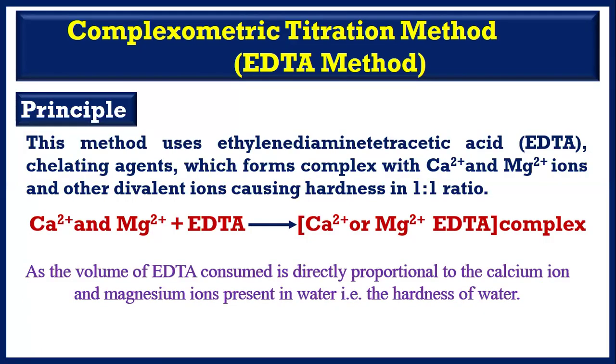So what is the basis here? The basis is that EDTA forms a complex with calcium and magnesium ions in a 1:1 ratio, and the calcium and magnesium ions are responsible for the hardness. So we can say that EDTA binds the hardness in a 1:1 ratio. So the volume of EDTA consumed is directly proportional to the calcium and magnesium ions, and hence the hardness of the water. So by knowing the volume of EDTA used, we can calculate the hardness of water.